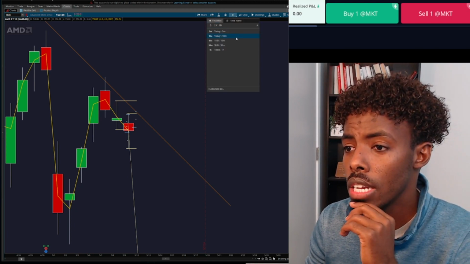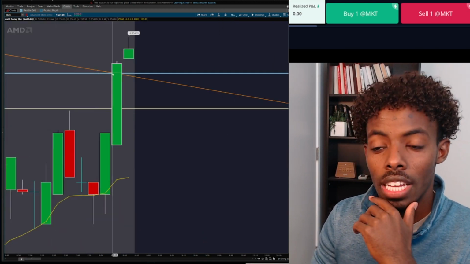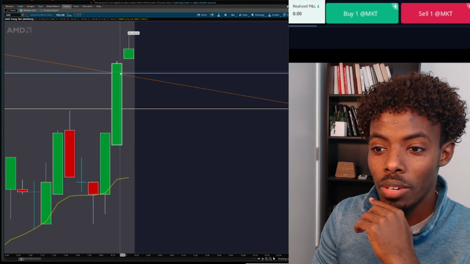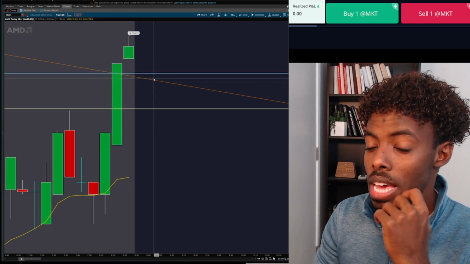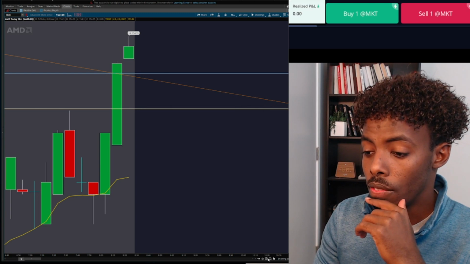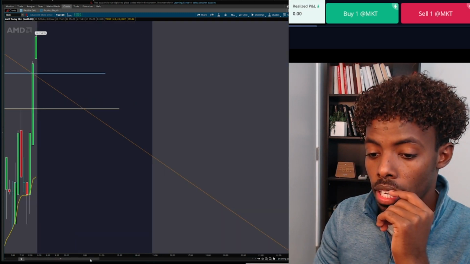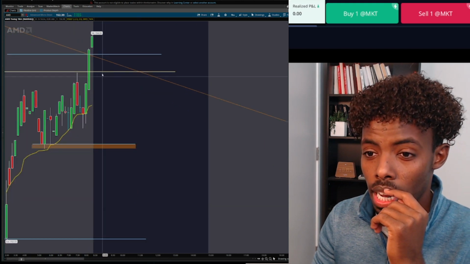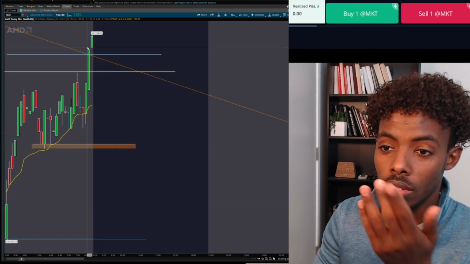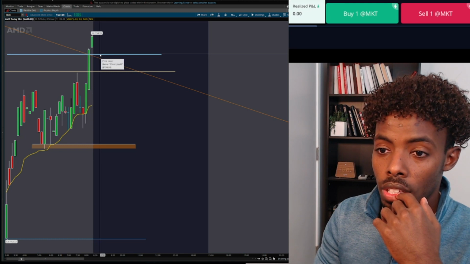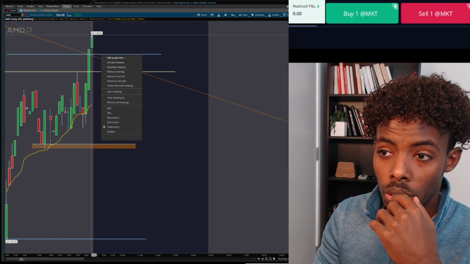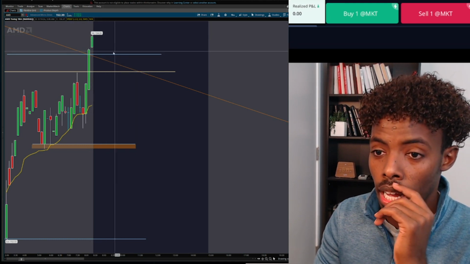Let's go ahead and go to the 10-minute. Ooh, look at that. It cracked right outside of it. So this is major. This is very bullish. AMD is extremely bullish. Right now, this is the pre-market high. So now it broke out outside of it. So I guess the new pre-market high would be this one. Once the market closed, then we determine the pre-market high.